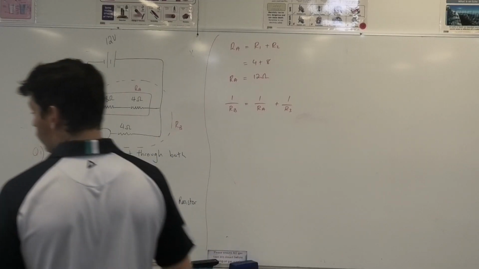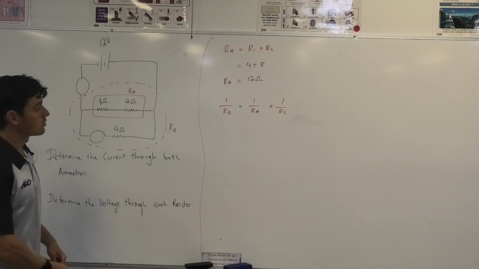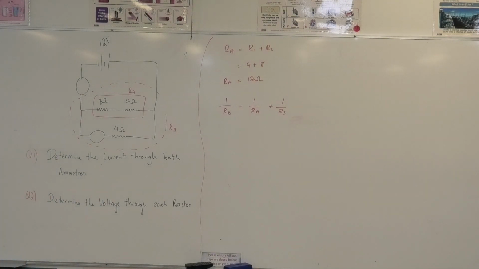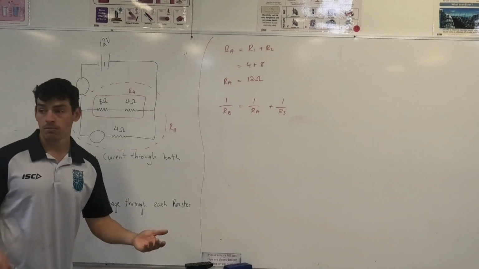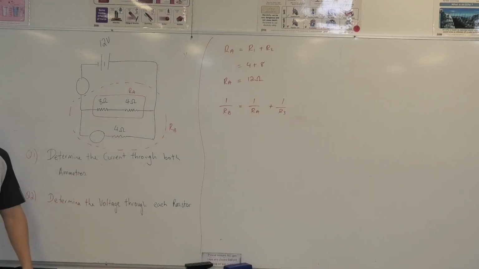Alright, so we're going to go through this question here. The trick to this is called a combination circuit. So why do you think it's called a combination circuit? We've got two types of circuits, correct? We've got series and parallel. What has this got? Both, so we call it a combination circuit, correct?